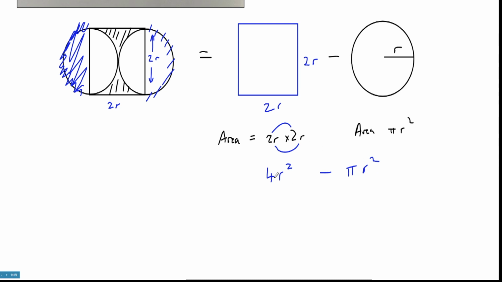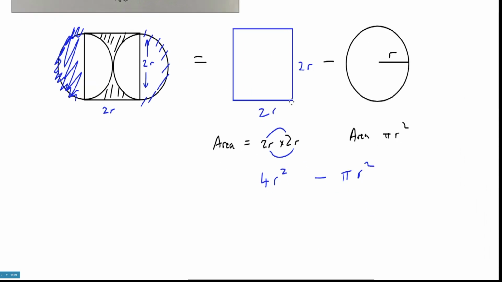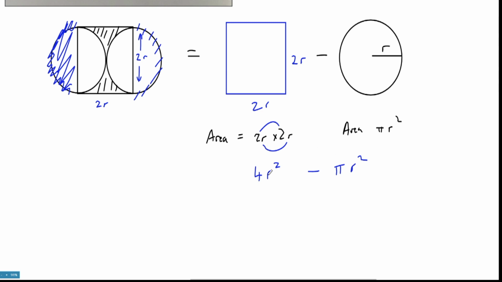Now we have to make it look like they have it. So they have it saying 4 minus pi, this whole thing in brackets, with r squared on the outside. So it's a bit of a clue what to do next. Basically, I'm done, but they want me to make it look like this. So you can see that they both have r squared in common. So we're going to pull this out as a common factor. Again, this is a little bit difficult for you guys, pulling out common factors. This is factorizing, but hey, it's what we need to do to make this fit.